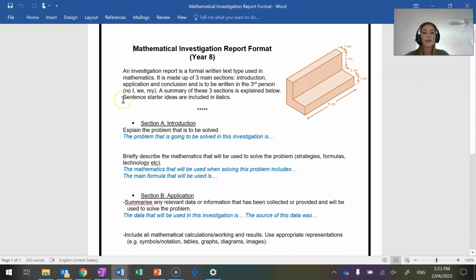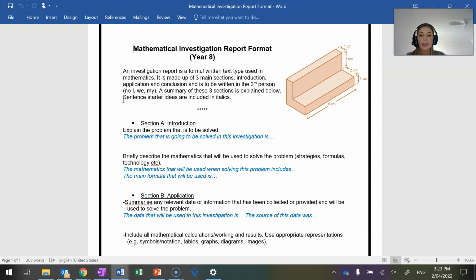So, an investigation report is a formal written text used in mathematics, okay? So you need to make sure that you have your work divided into 3 sections. So your introduction, your application, and your conclusion. This needs to be written in the third person, okay? So we don't want to see any I, we, my, ours, or their language, okay?